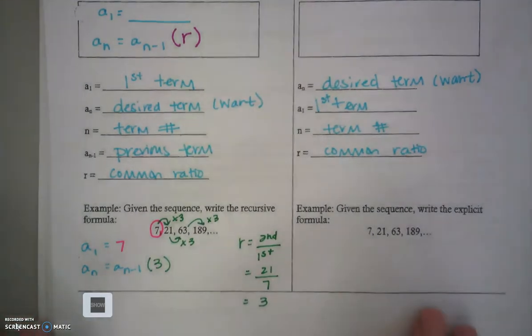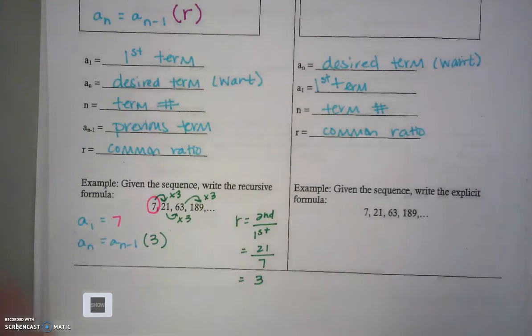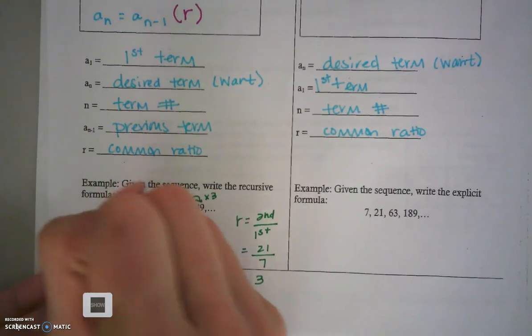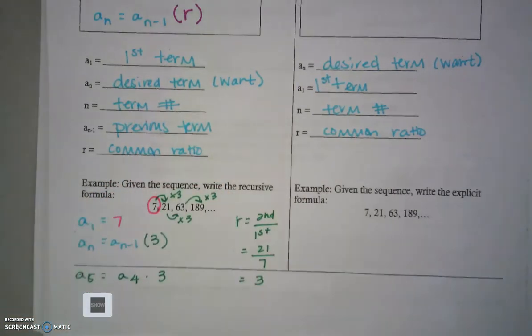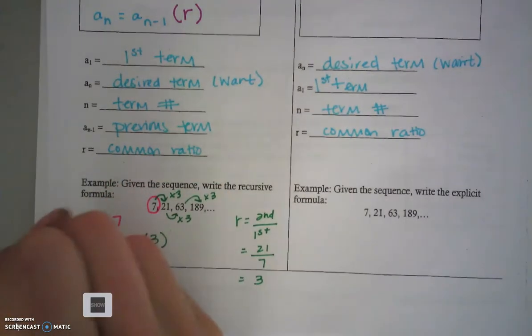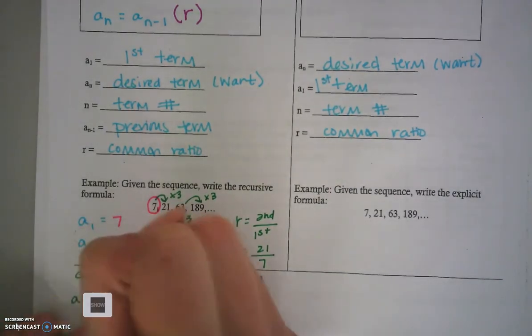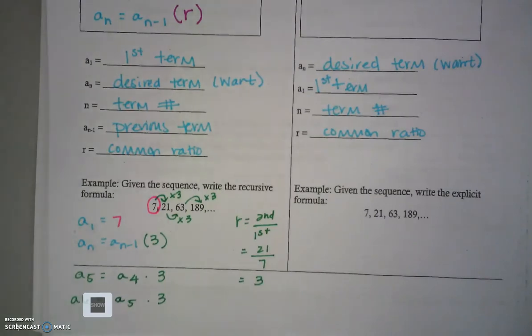That's what the recursive formula is doing. It's reoccurring. I have a reoccurrence of multiplying by 3. So I can find my fifth term by taking a sub 4 times 3. I can find my sixth term by taking a sub 5 times 3. You are continuously multiplying by 3 to build your sequence. That's what a recursive formula does.